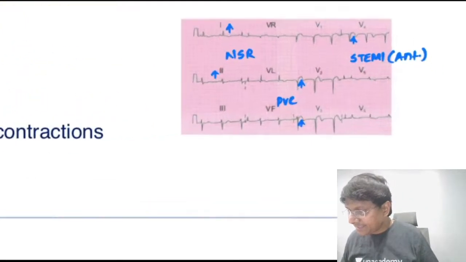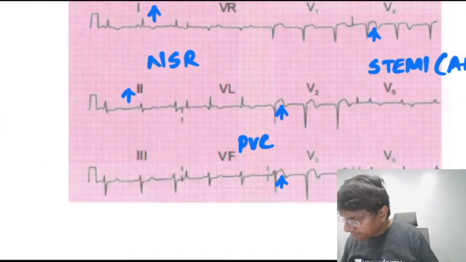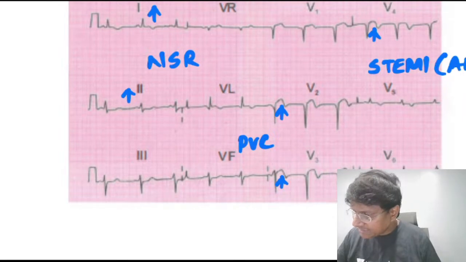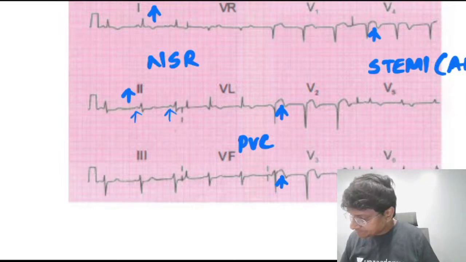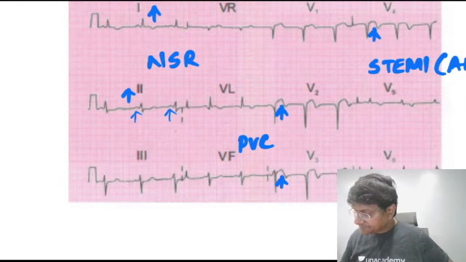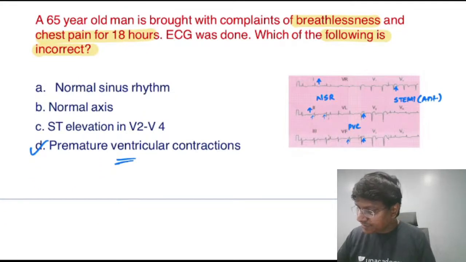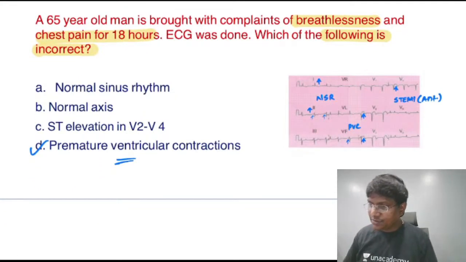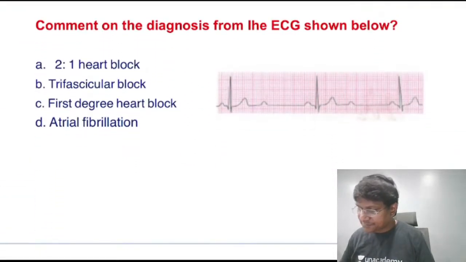Okay, right. And what about the P waves? Yes, you are having the P waves. Okay, so you can see here, this is a P wave. This is a P wave. P waves are present. This is a P wave. Okay, right. So the one which you are not seeing is premature ventricular contractions. Okay, right. Now we'll move on to the next one.